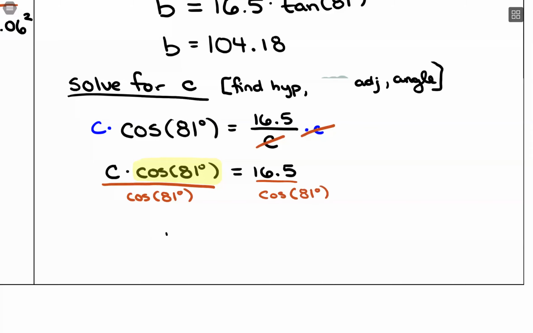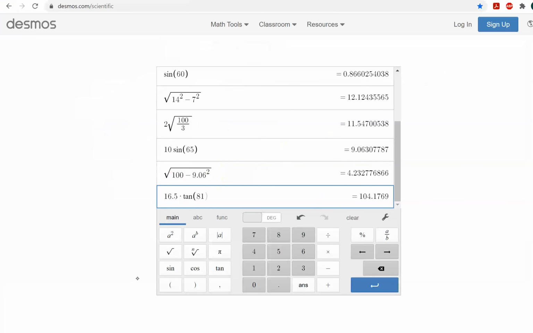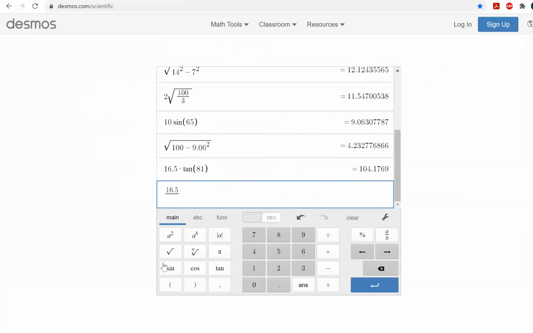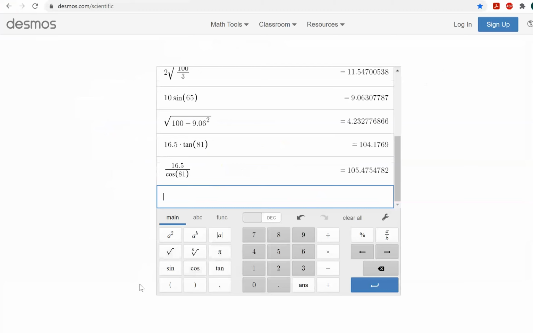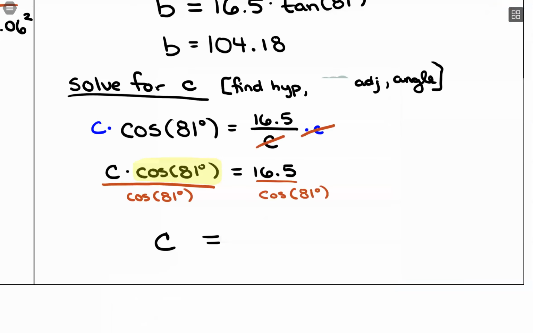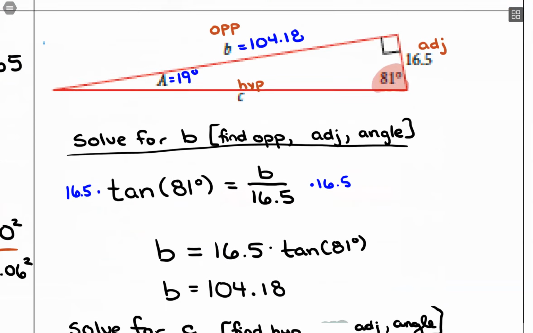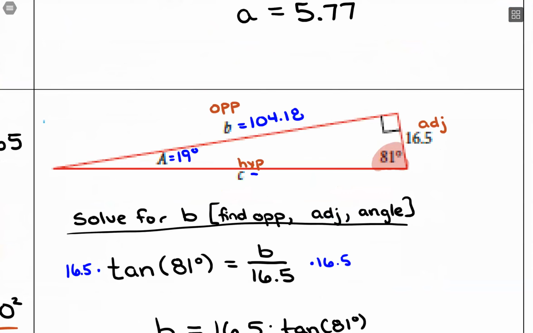So with that, I can solve for C with this 16.5 divided by cosine, which I need a calculator for that. Cosine of 81, and that's 105.48. All right, so if I go back to my triangle here, C is 105.48. Now, I just kind of look through, my hypotenuse is the longest side, so we're good there.